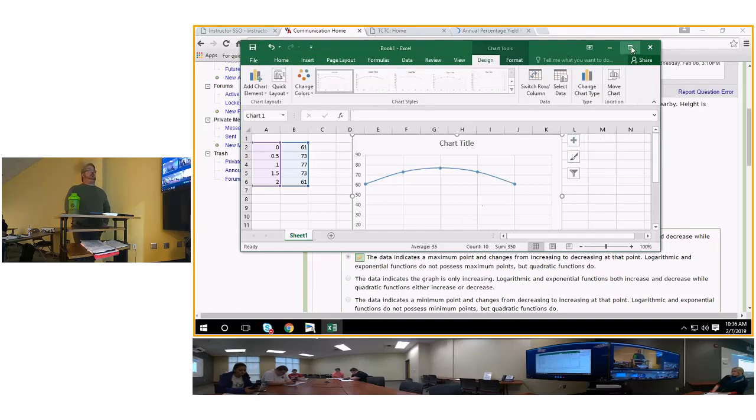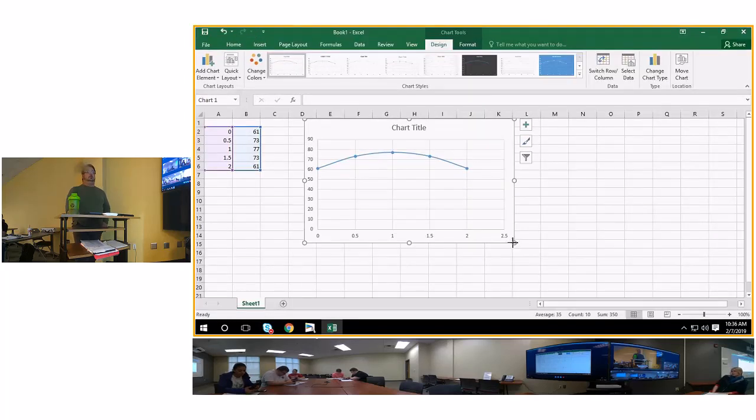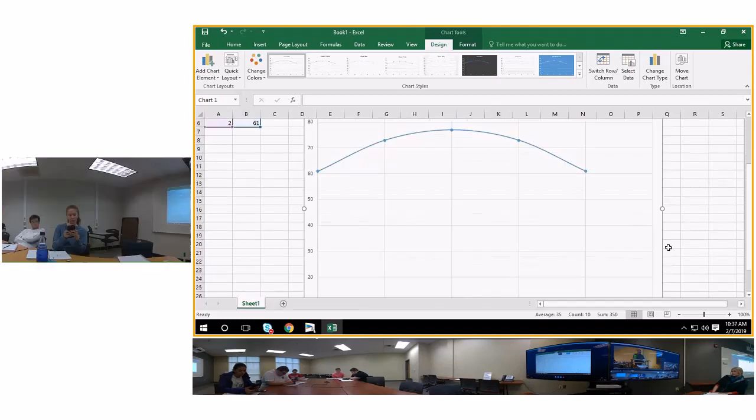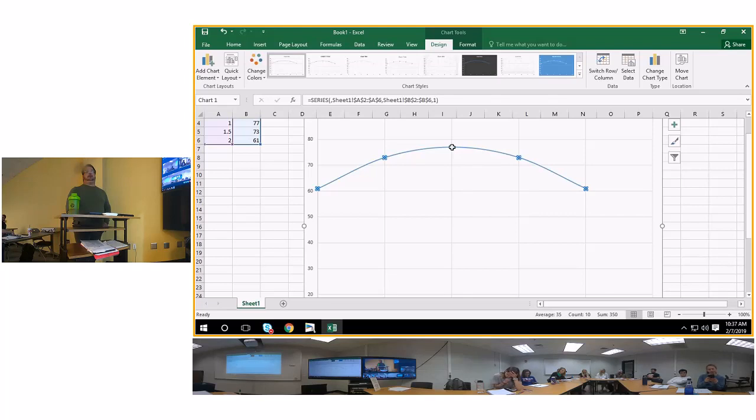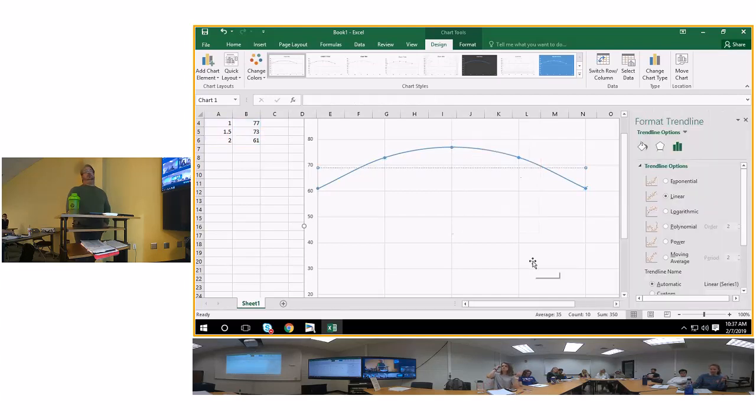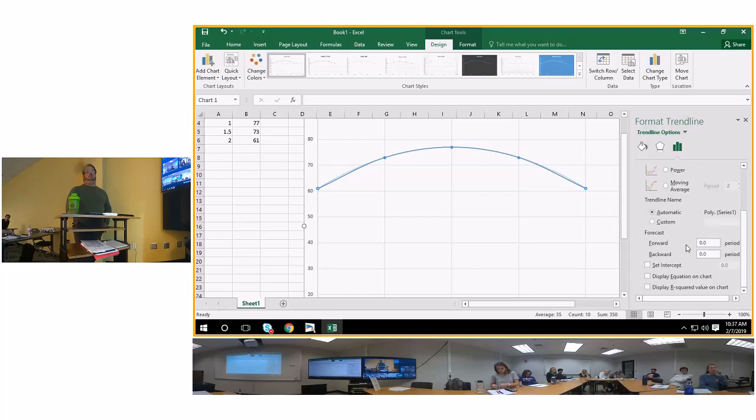But how do I know what the equation looks like? You click on one of the dots, and then right click, and go to add trend line. Now, what does this look like? It looks like a parabola, doesn't it? Yeah. So I would do polynomial. Go down to the bottom, and look at there. It's a miracle.